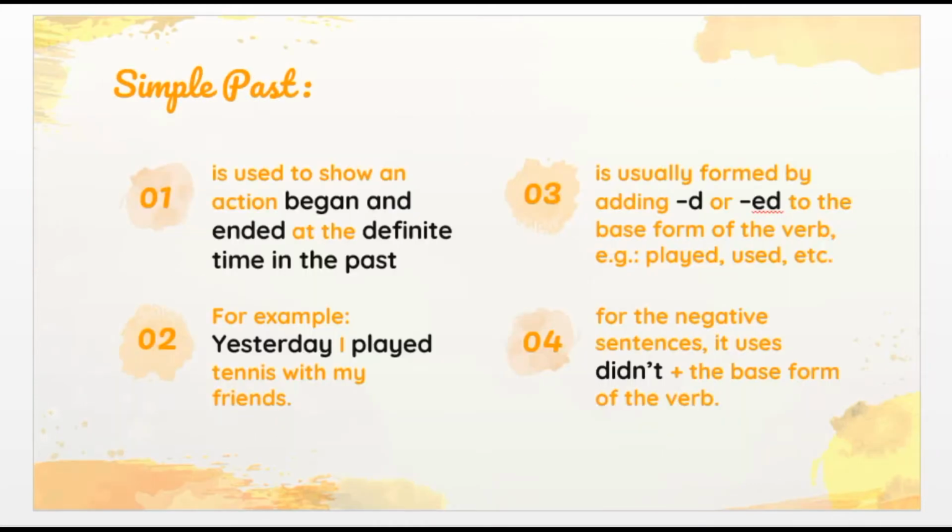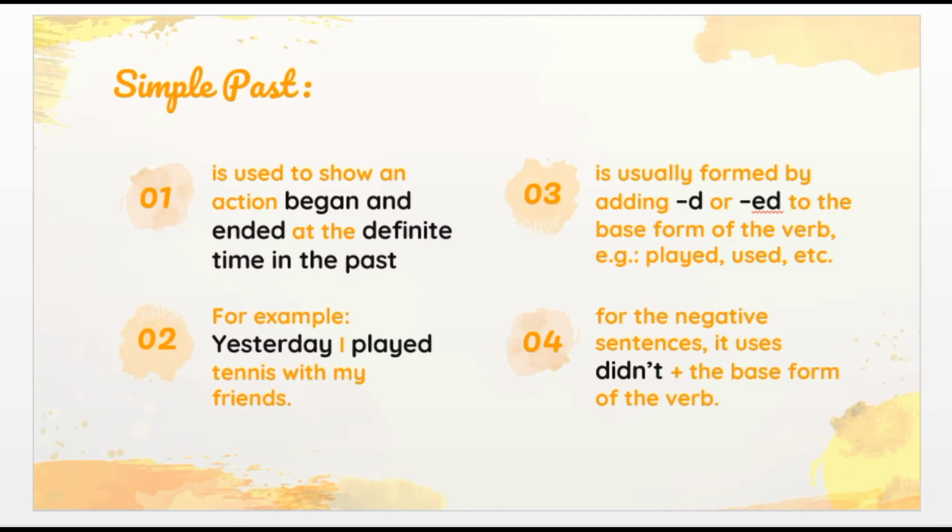We will start with simple past tense. Simple past tense is used to show an action that began and ended at a definite time in the past. So if we have time signals that occurred in the past, we use the simple past form. For example, yesterday I played tennis with my friends. We have the time signal yesterday here. It shows us sometime in the past. That's why we use played. Yesterday I played tennis with my friends.